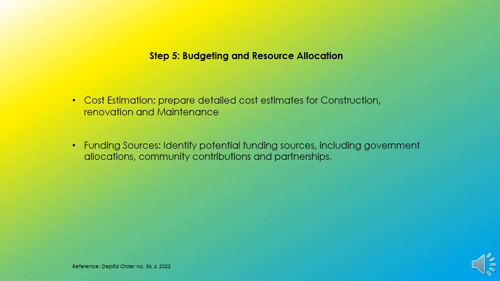Next is budgeting and resource allocation. In this step, we need to consider the cost estimation, to prepare a detailed cost estimate for construction, renovation, and maintenance. Next is finding sources. We need to identify the potential funding sources, including government allocation, community contribution, and partnership.